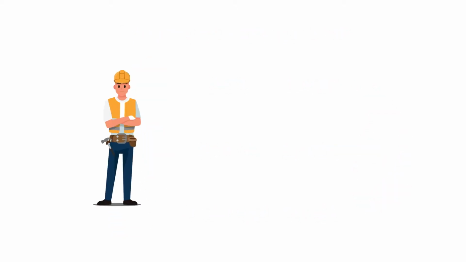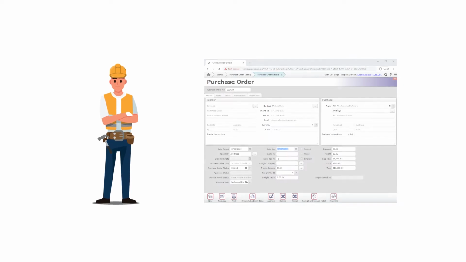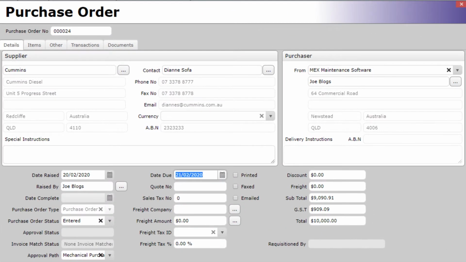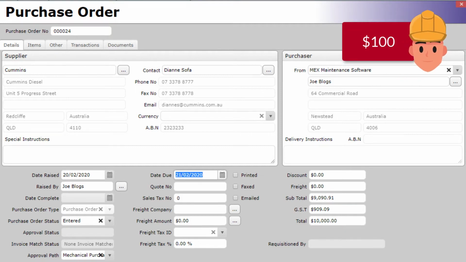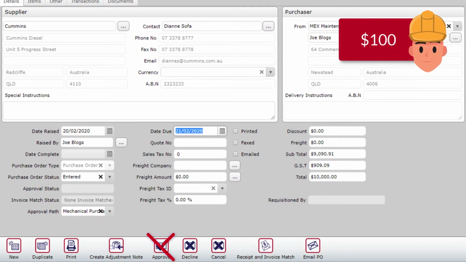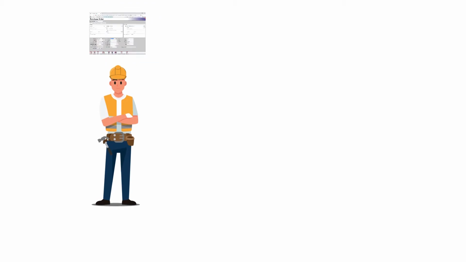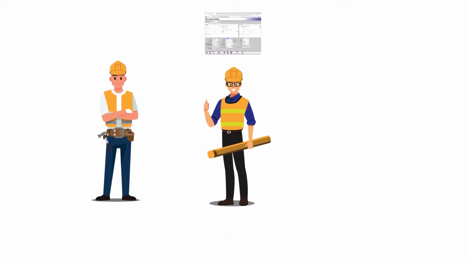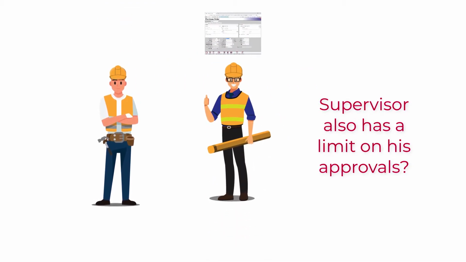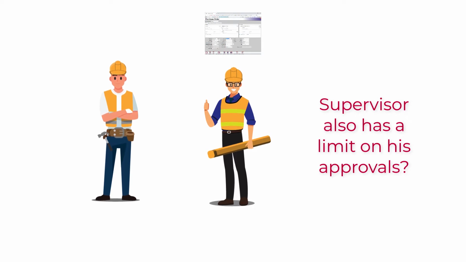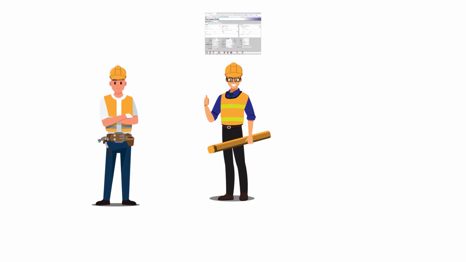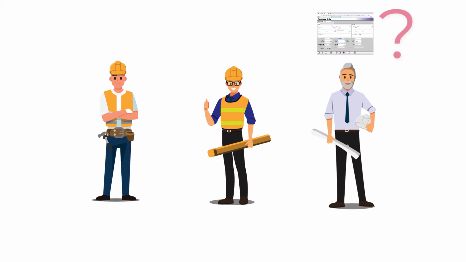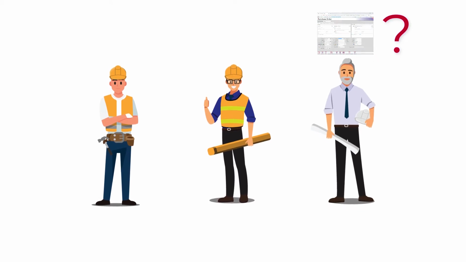Let's say Joe the mechanic creates a purchase order and the value of this order amounts to $10,000. Joe only has an approval limit of $100, so he cannot approve the order. It must go to his supervisor for approval. But what happens when his supervisor also has a limit on his approvals? Will the purchase order get sent to the supervisor's superior, say the engineering manager?